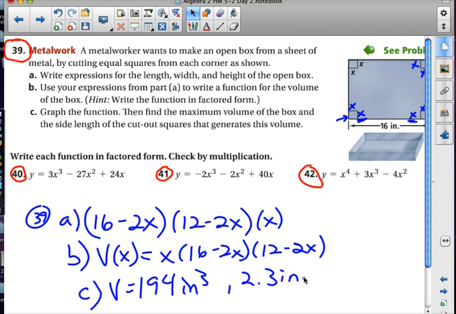So that will do it. And they did want you to graph it, so at least make a sketch of what you saw when you had that on your graphing calculator.